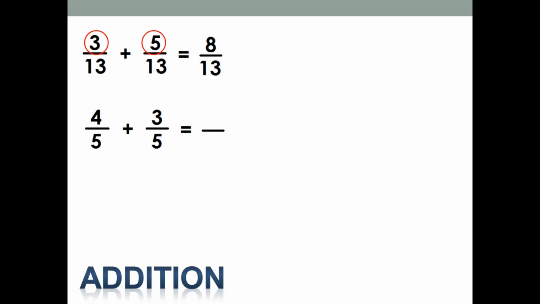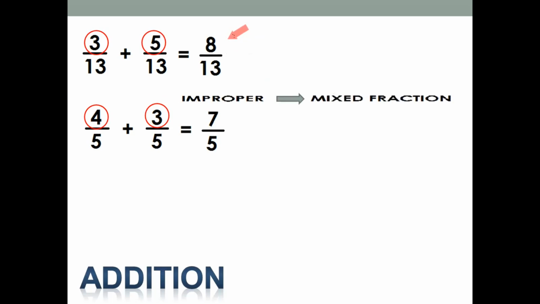Next, we have 4/5 plus 3/5. So copy the denominator 5, then add 4 and 3, which is equal to 7. So now we have 7/5. This is an improper fraction, so we should convert it into a mixed fraction. We can get 1 and 2/5. So check our previous video on how to convert an improper fraction into a mixed fraction.